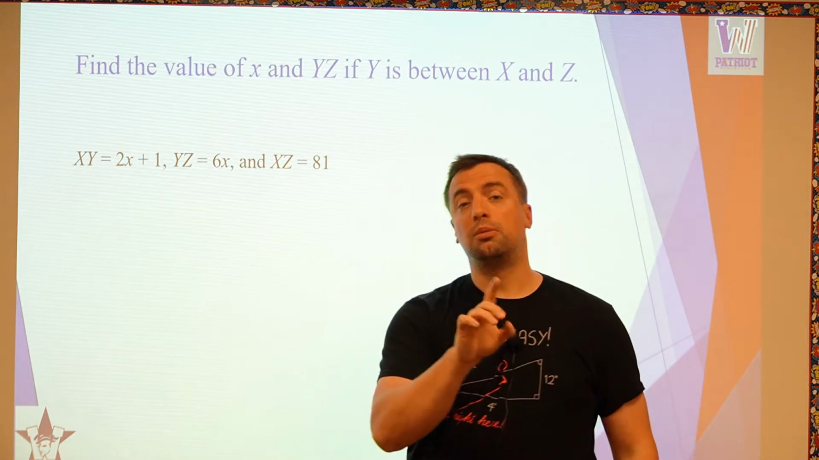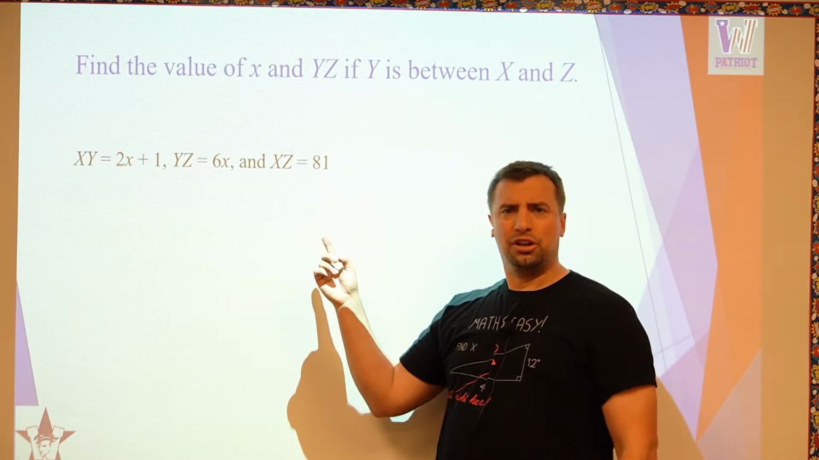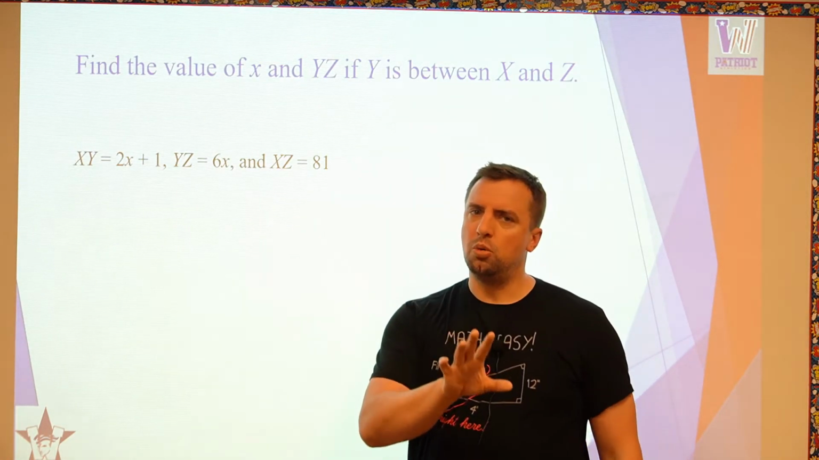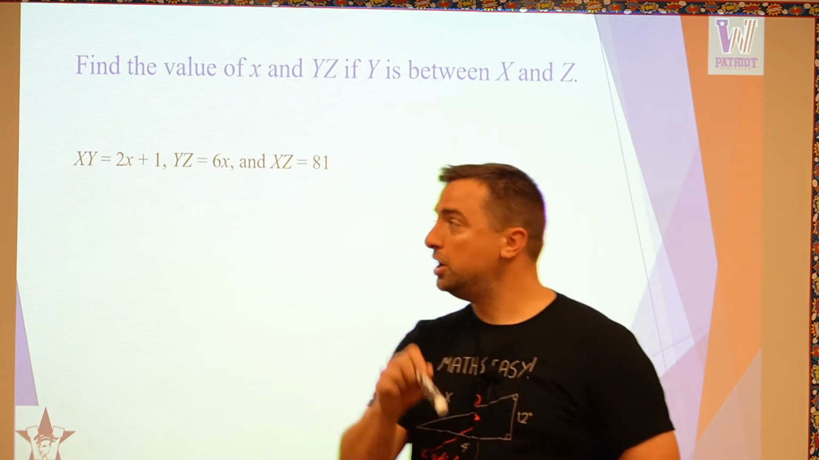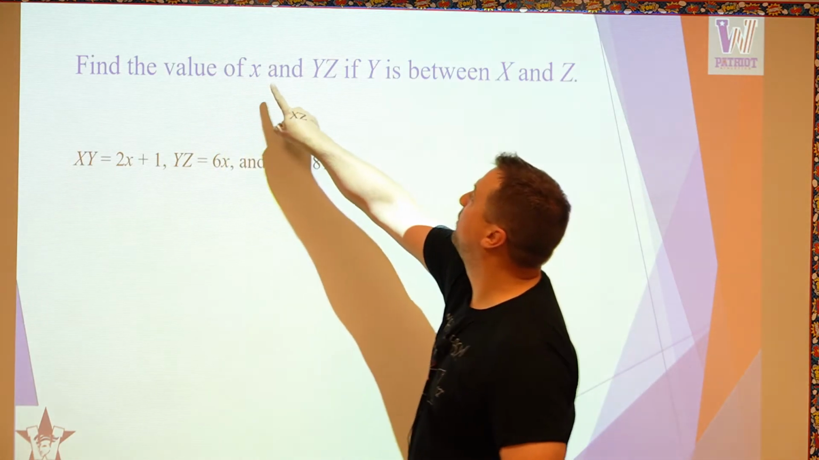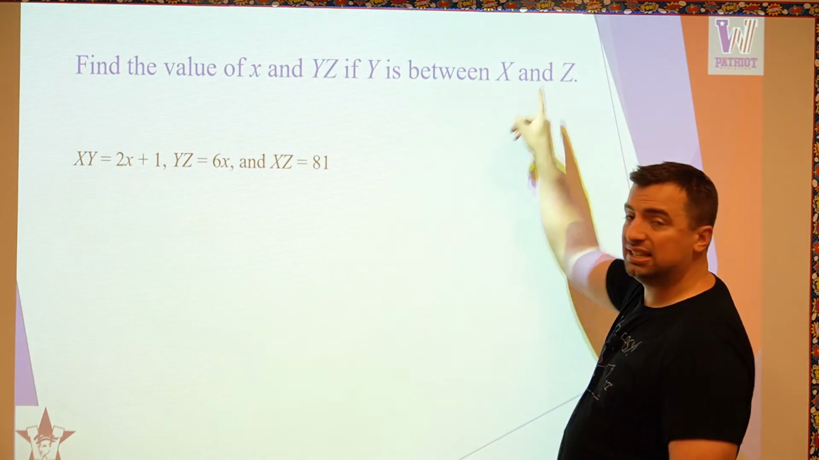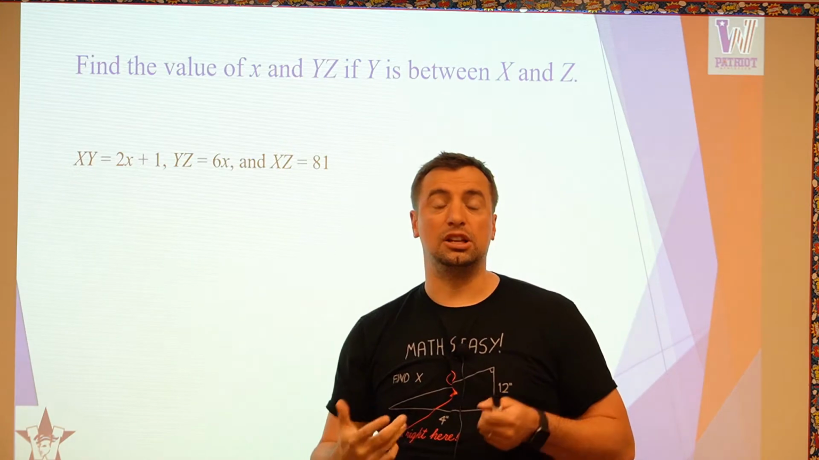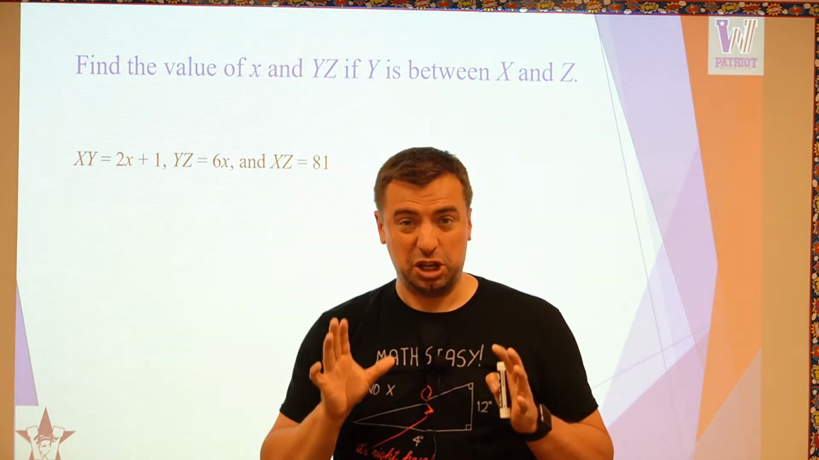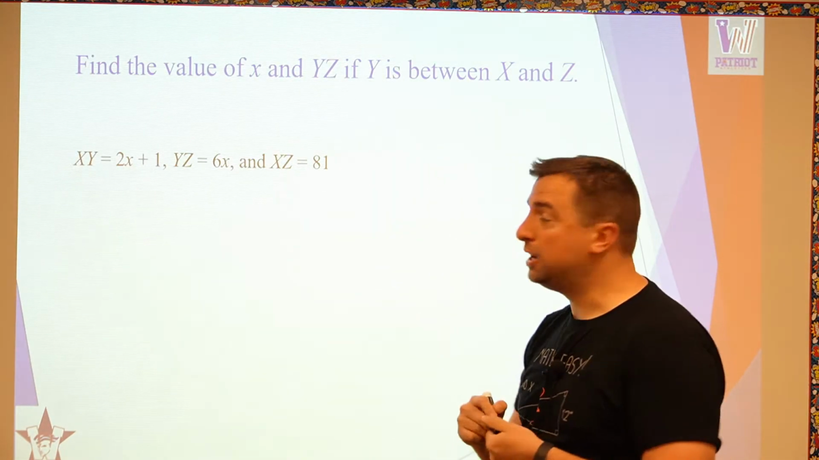And you know what makes this problem really hard? There's no picture. But you know what? We can draw a picture because we know what that looks like. It says find the value of x and yz if y is between x and z. Y is in between x and z is code word for segment addition postulate. So let's draw the picture first.